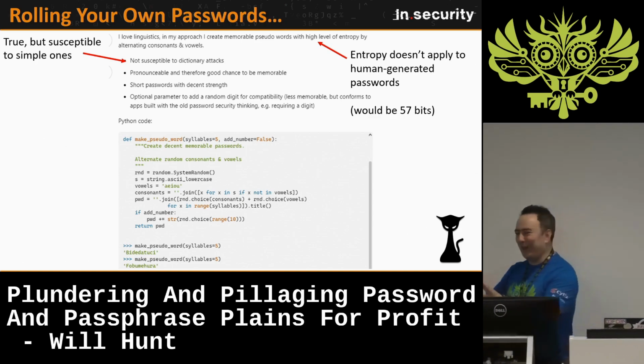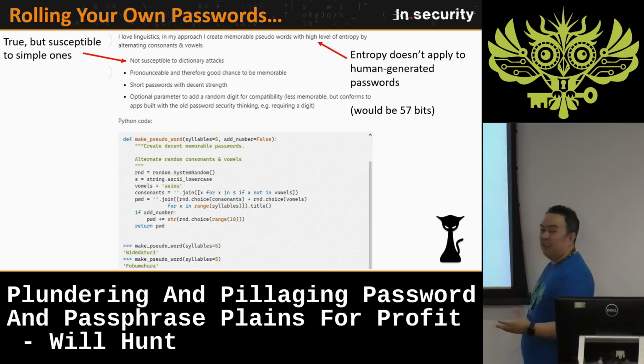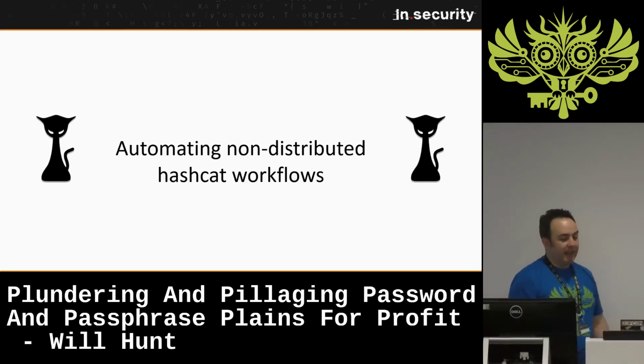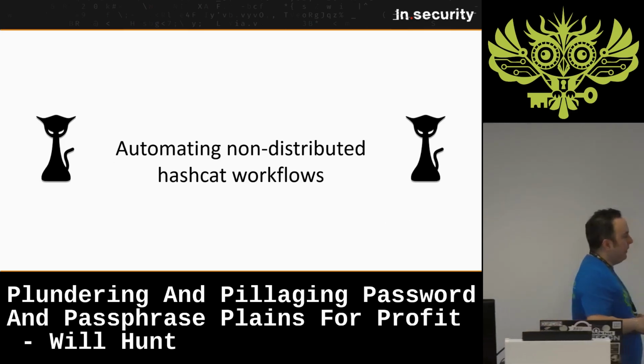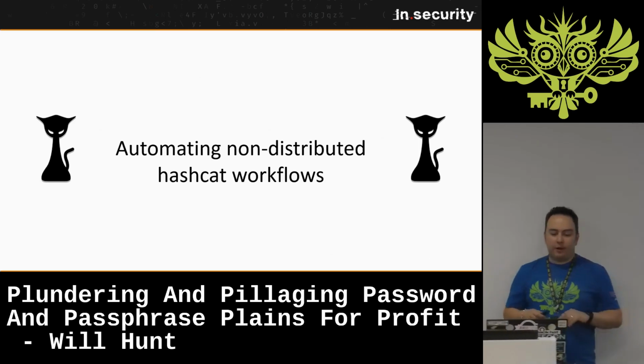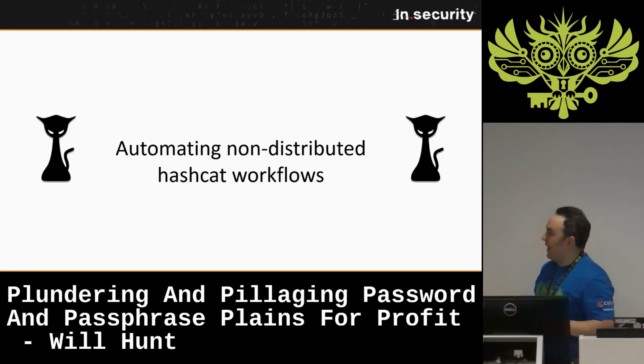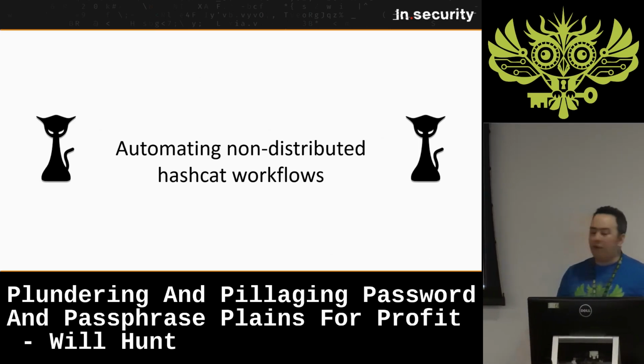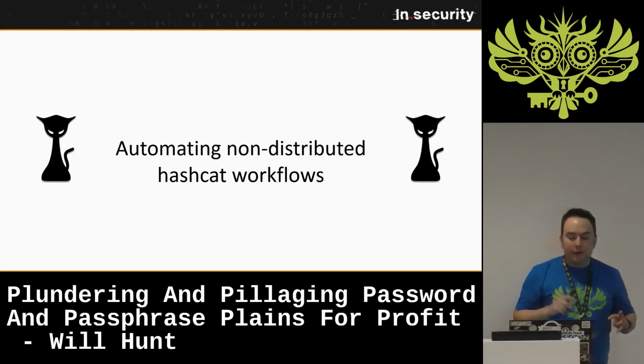Right, on to the last bit. I think I'm still just about right for time. Automating non-descriptive hashtag workflow. So a few weeks ago, I released Hash Catalyst because we don't all have massive GPU farms. We don't all have hash top lists. We can't afford to farm out money for AWS and the rest of it.